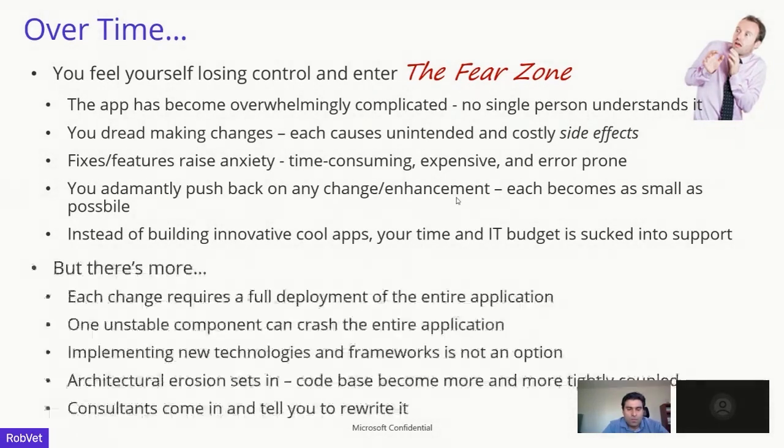But there's even more, right? What about this? In a monolith, each change requires what? A full deployment of the entire application. If I fix one line of code, we're charging the wrong price for an item, a simple one-line code fix, that's a full deployment. And what do we know about full deployments, right? They're a big deal. They don't happen very often, maybe once a month, once a quarter.